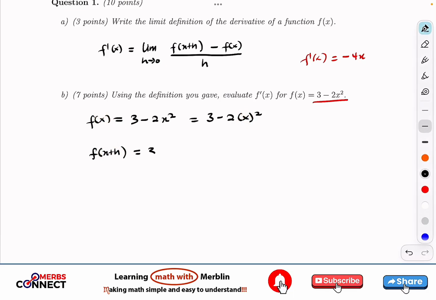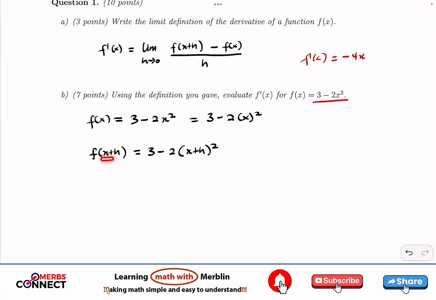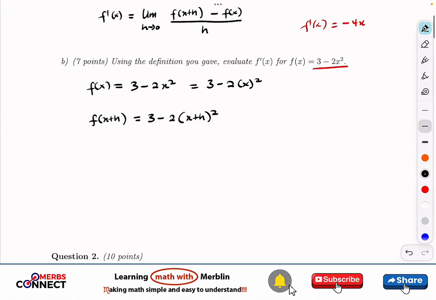I'm going to have 3 minus 2, then x plus h squared. You see that this is in parentheses, and this is also in parentheses: x plus h, x plus h. This is x, and this is also x. So this is how you can find x plus h. Because if you don't get x plus h right, then everything you do is going to be wrong. So it's good for you to know how to get your x plus h.